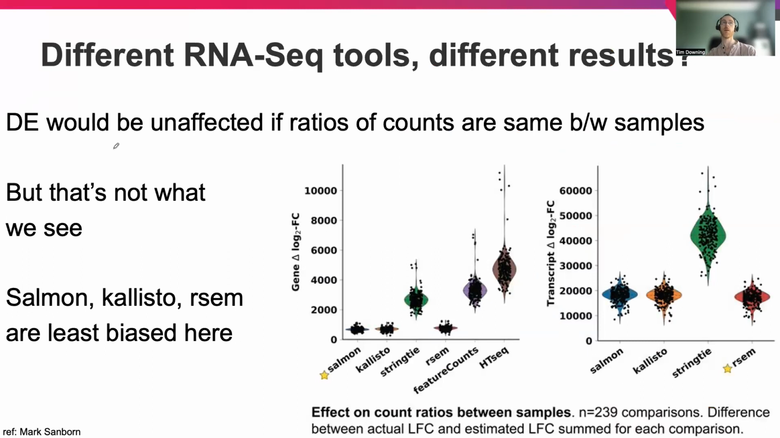If we consider that differential expression should not be affected if the ratios of counts are the same between different samples, however, that's not what we see. We see when we look at this across different genes, again, Salmon, Kallisto, and RSEM appear to be more consistent. And this is also present at the transcript level, where we see the same three are better performing. So that tells us that the difference between the true and estimated log2 fold changes is smaller with these tools compared to the other tools.